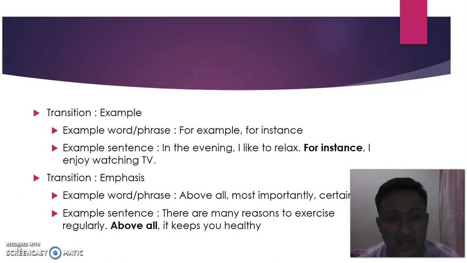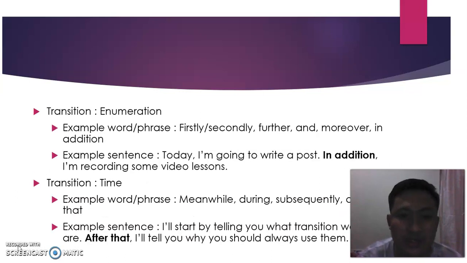Transition: emphasis. Example words or phrases: above all, most importantly, certainly. In a sentence: there are many reasons to exercise regularly. Above all, it keeps you healthy. Transition: enumeration. Example words: firstly, secondly, further, moreover, in addition. In a sentence: today I'm going to write home. In addition, I'm recording some video lessons.